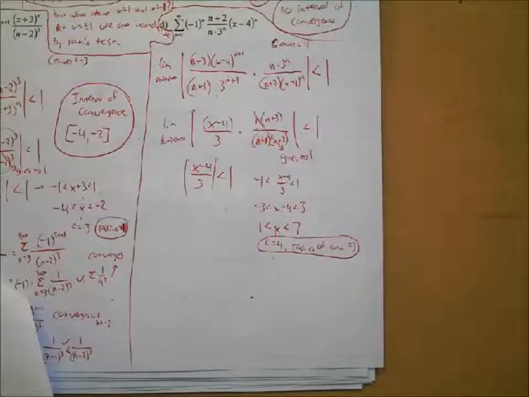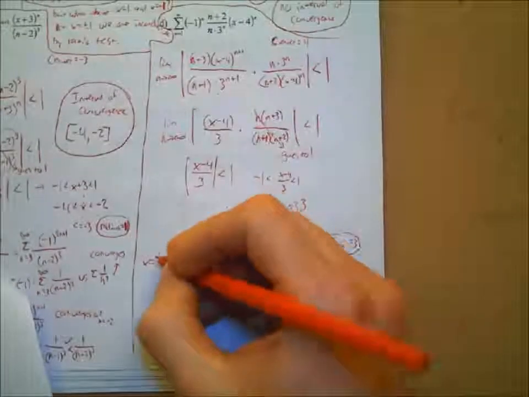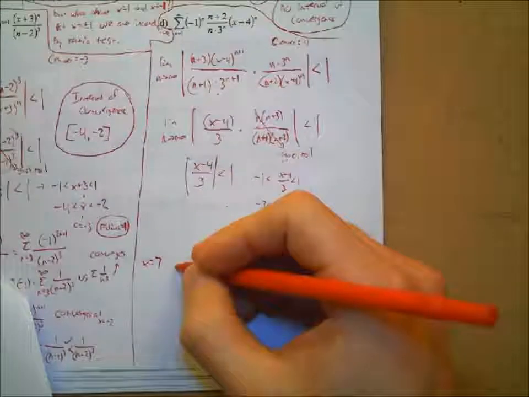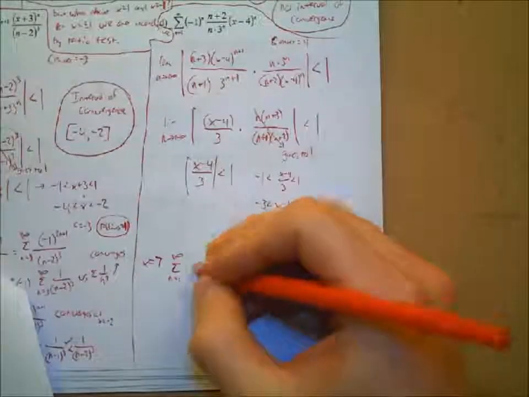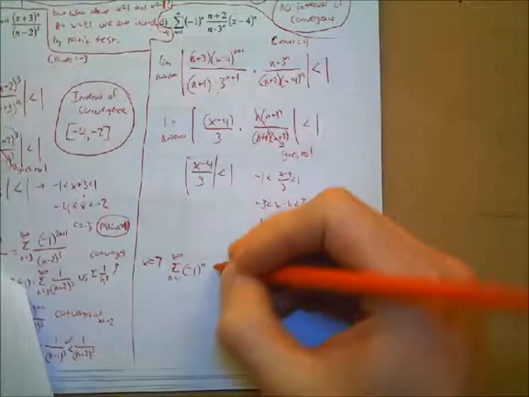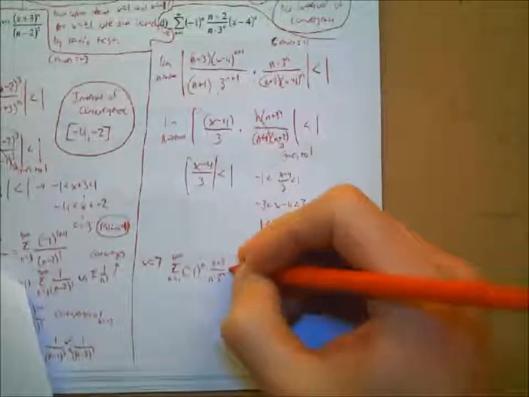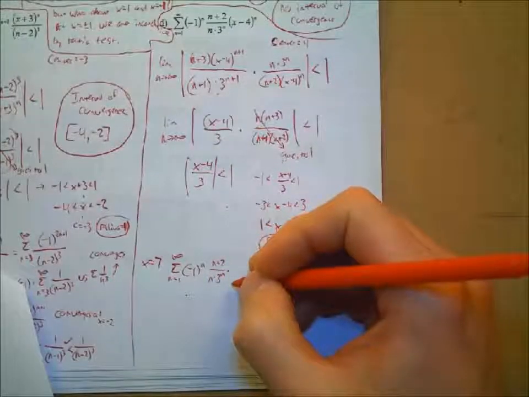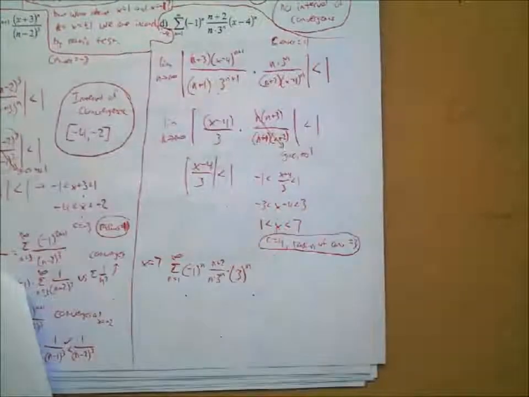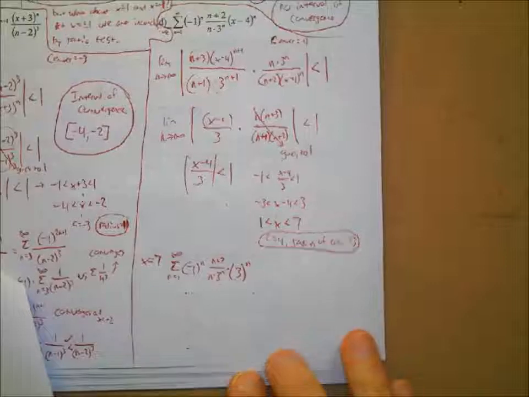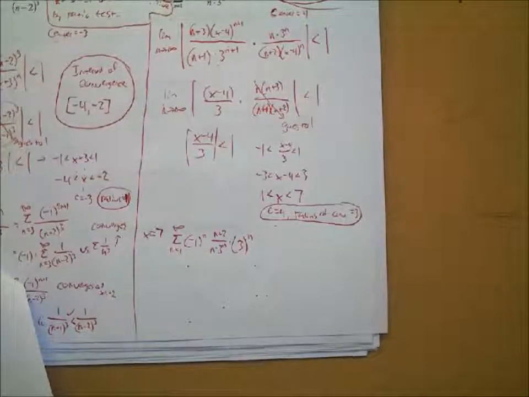Okay, and then we'll test our endpoints here. Let's try x equals 7, which will result in the sum from 1 to infinity of negative 1 to the n plus 2 over n times 3 to the n, and then 7 minus 4 is 3 to the n. Well, that worked out nicely. When we plug in the 7 there, we end up with 3 to the n, right? 7 minus 4 is 3 to the n.